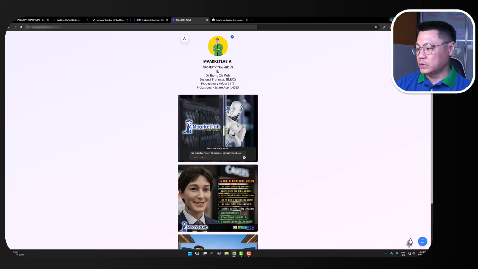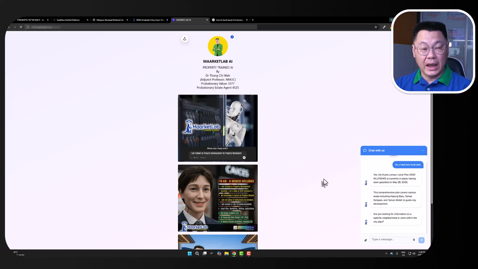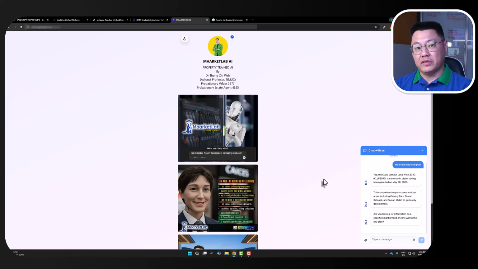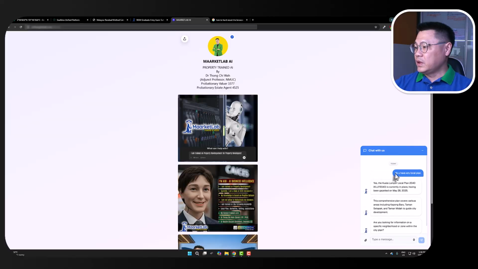And of course, then you also can test out my AIBI. AIBI is basically AI business intelligence for real estate. What we do is when you ask a question, do you have a local plan? Yes, we have programmed it to know local plan.